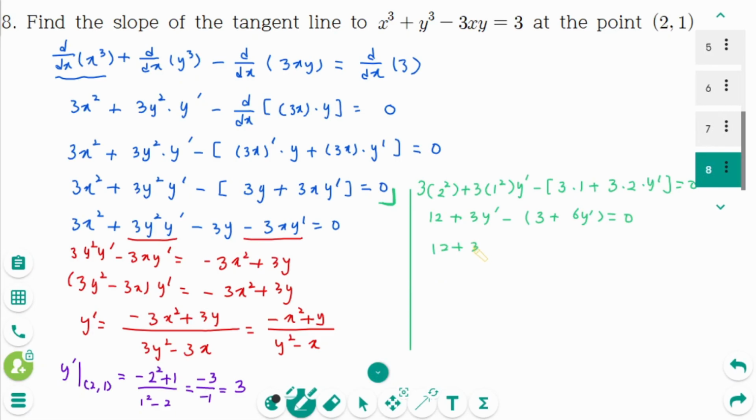12 plus 3y prime minus 3 minus 6y prime equals 0. Then minus 3y prime equals minus 12 plus 3, which is minus 9. Then make positive: y prime equals 3. Then you will see the same answer.